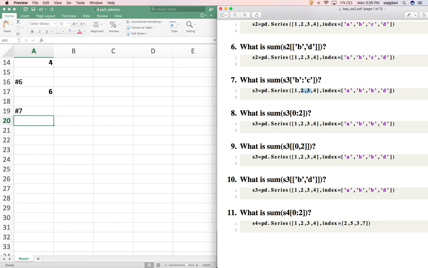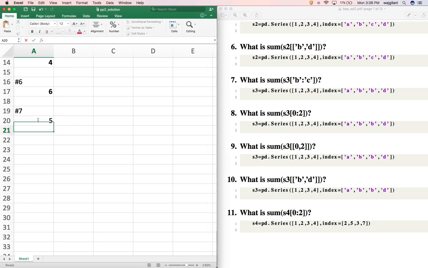Remember, the colon is forgiving. So because of this, it's saying B colon C, and the series will be like, I see no C. I do see some B's, I'll grab the B's. So your answer for number 7 is going to be 5. And again, this won't be an error. This is shocking because Pandas and NumPy are very, very precise, but nevertheless, the colon is very forgiving when you're doing the slicing. It'll simply grab whatever is within the slicing. There is no C. If there was a C, we would have grabbed it. So in this case, we only grab the B's, and the answer will be 5.